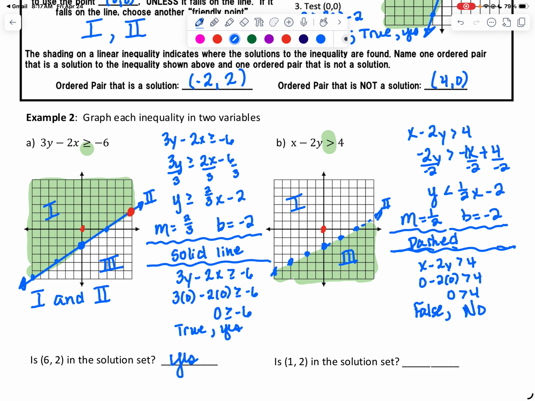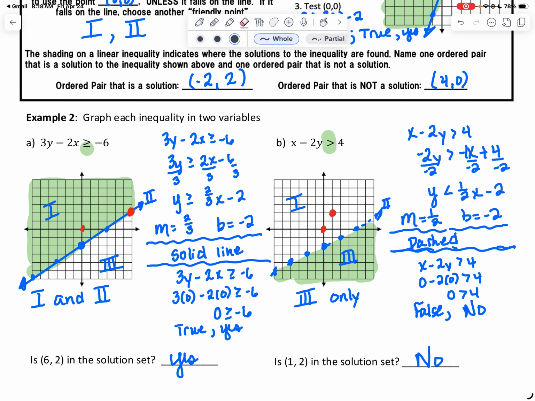So in this problem, the only solutions lie in region 3 only. Anything on the line cannot be a solution because the line is dashed. So they're asking me, is 1, 2 in the solution set? Well, let's graph it. 1, 1, 2. Here's 1, 2. That would be a no. It does not lie in region 3.